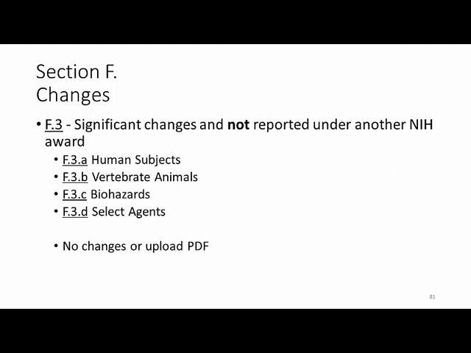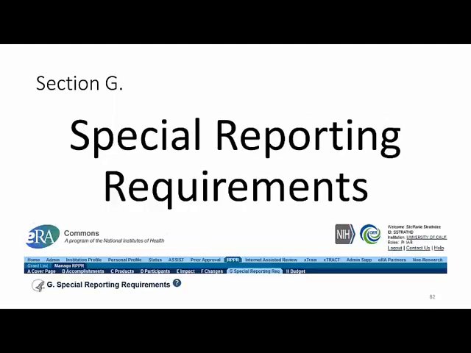You're going to look at significant changes for all the following things here: humans, animals, biohazards, select agents. Generally speaking, we don't have a lot of training grants that this is applicable to. I'm just saying that in general terms, but it may be something that you just have to discuss with your PI. He'll tell you whether things have changed or not. Well, we're just moving right along.